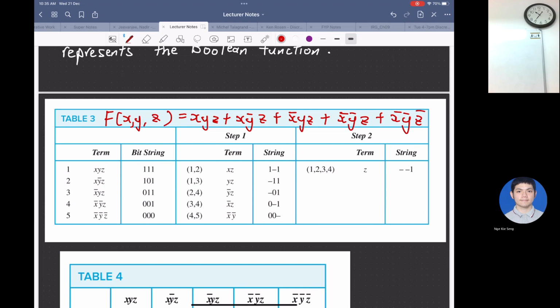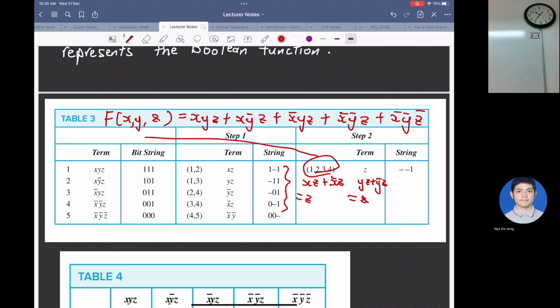Let me see. Okay, actually come from here. Okay. So you can see that x z plus x bar z is equal to z, and then y z plus y bar z is also equal to z. Can you see or not? So this 1, 2, 3, 4 here actually refers to the 1, 2, 3, 4 here. Okay. It turns out that the first 4 here also use 1, 2, 3, 4 only. Okay. So the 1, 2, 3, 4 here refer to the original 1, 2, 3, 4. Okay. Make sense?